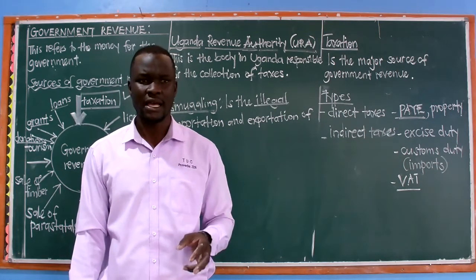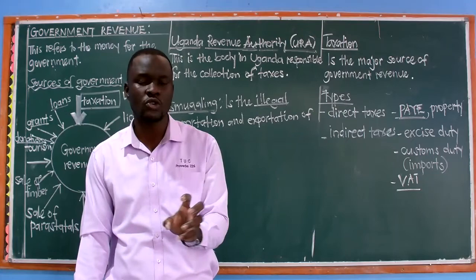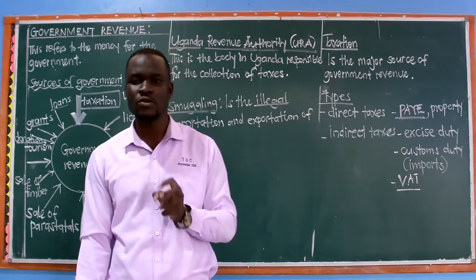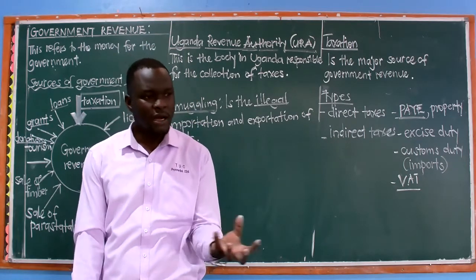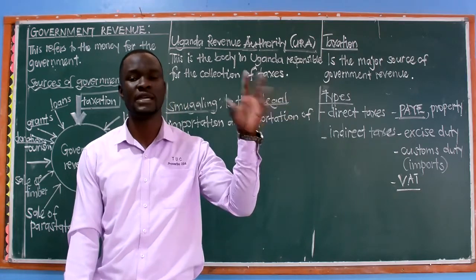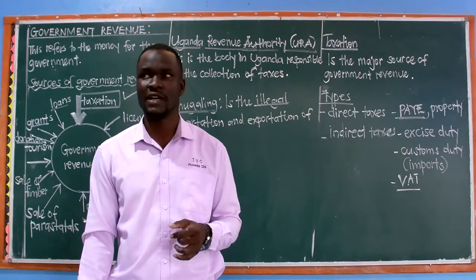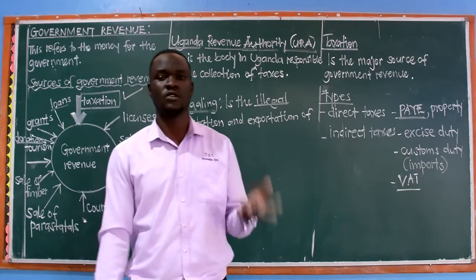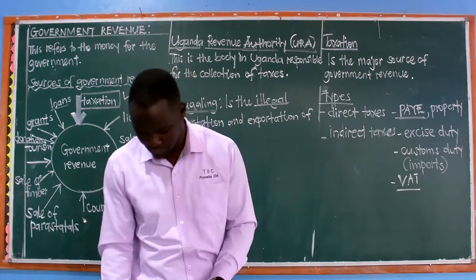Then secondly, smuggling makes the government not collect the money that it would get from the people, because these people do it illegally without the government's notice. So at the end of it all, smuggling makes the government not collect its revenue.